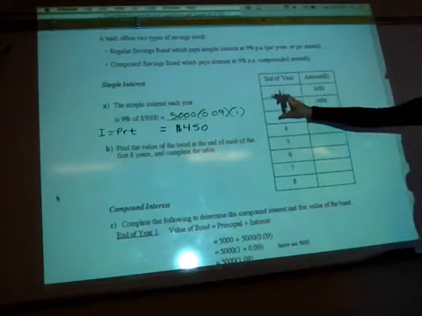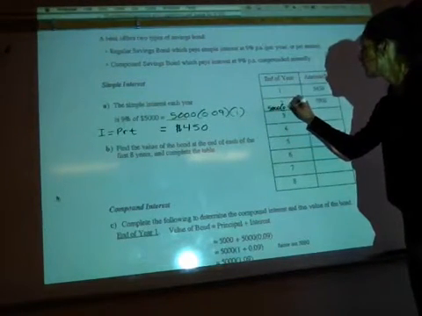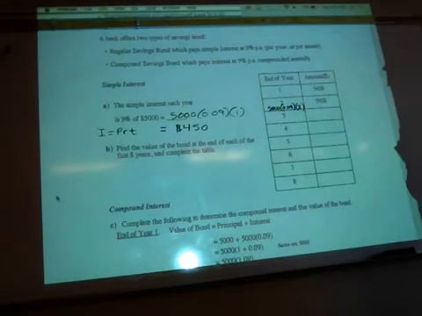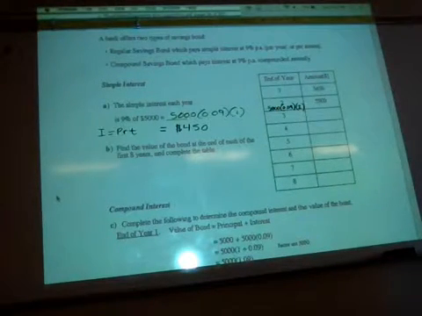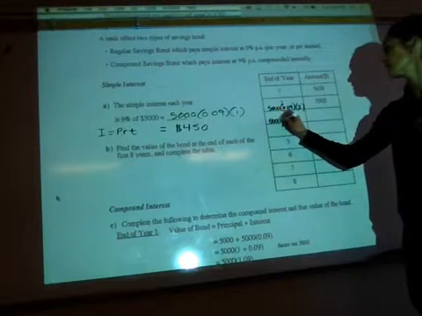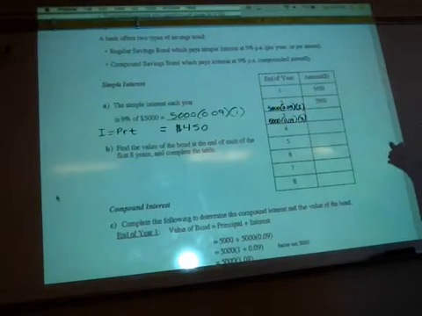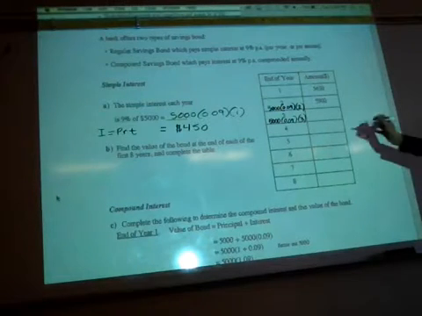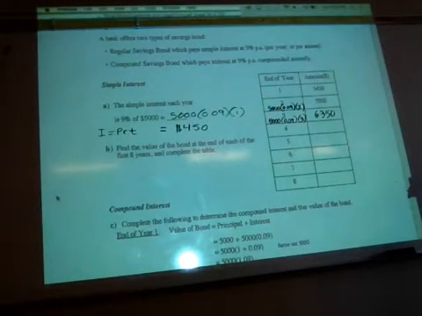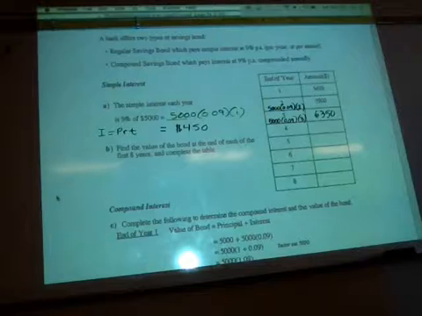Okay, for year 1, this is the calculation we used. For year 2, it's going to be 5,000 times 0.09 times 2 years. And we get $900. For year 3, what's your calculation? 5,000 times 0.09, and this time we're going to multiply by 3. So after 3 years, the end of 3 years, what do we make? $1,350. Do you guys notice what's the difference between each year? It's adding $450 each year.